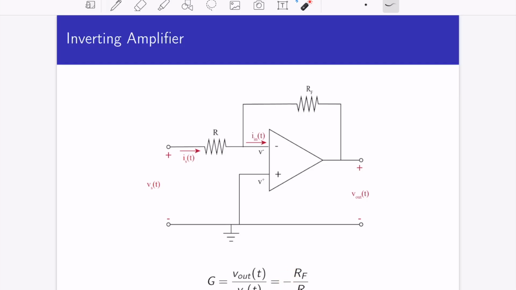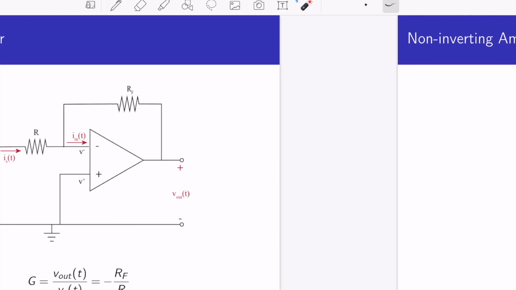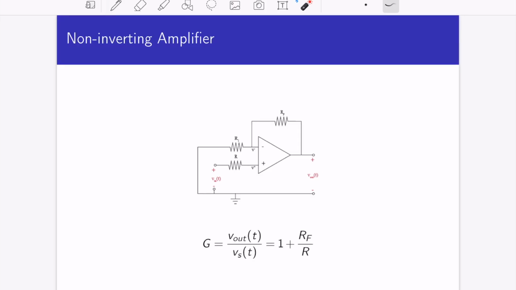Now there are some guidelines for how to choose the values for R_F and R. Typically, I would say keep them in the range of kilo-ohms. Don't go too big, don't go too small. If you're in a situation where you have to choose them carefully, you will want to do a little bit more research. Here's an example of a non-inverting amplifier.